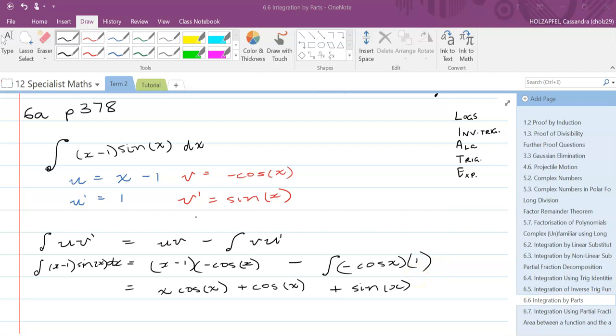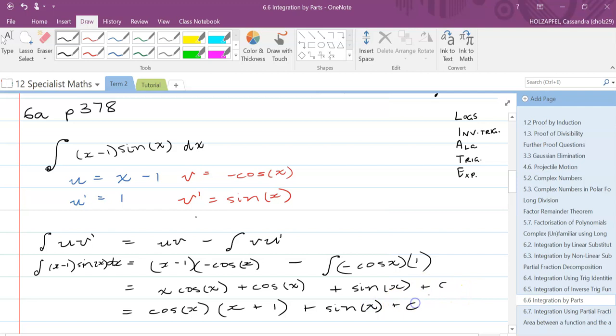And there we go. So the last thing that we could do, if we wanted to, is factorize out that cos x. I don't think that's going to make too much of a difference to our solution there. And then I've also just got to add my constant on the end.